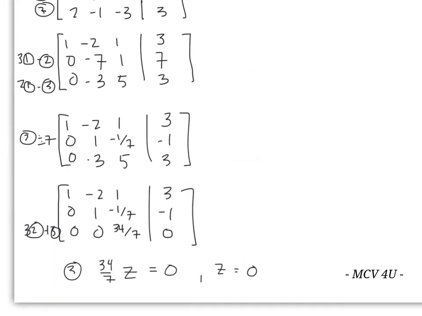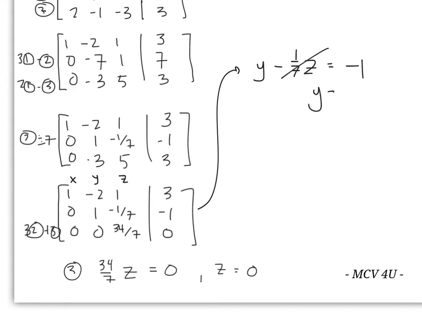So our second equation, again, coming from down here, if this is x, this is y, this is z, it's going to be y minus 1/7 z equals -1. That's what the equation actually means. We know z is 0, so this simplifies to y equals -1. Cool, now we know our z and our y. So let's look at the first equation.